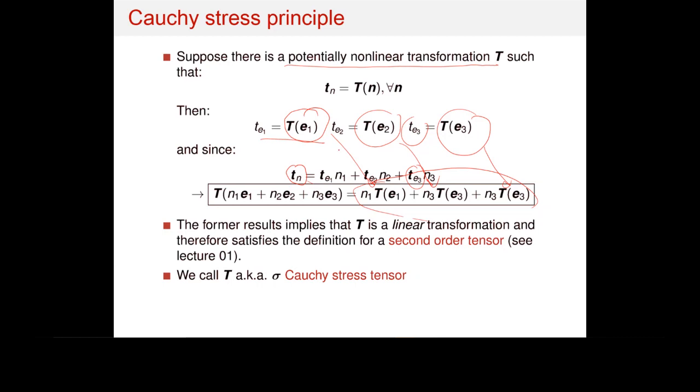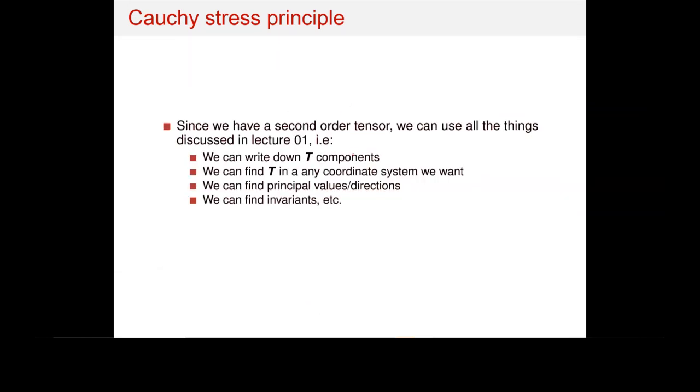All right, so this T here is a linear transformation. And this linear transformation we are going to call Cauchy stress tensor, because these points I'm going to discuss now are going to be related to the application of the stress tensor. We know now T is the stress tensor, and it is Cauchy stress tensor. And everything we have learned about tensors is correct for T. So we can write the components of T in a coordinate system as T11, T12, T13, and so on.